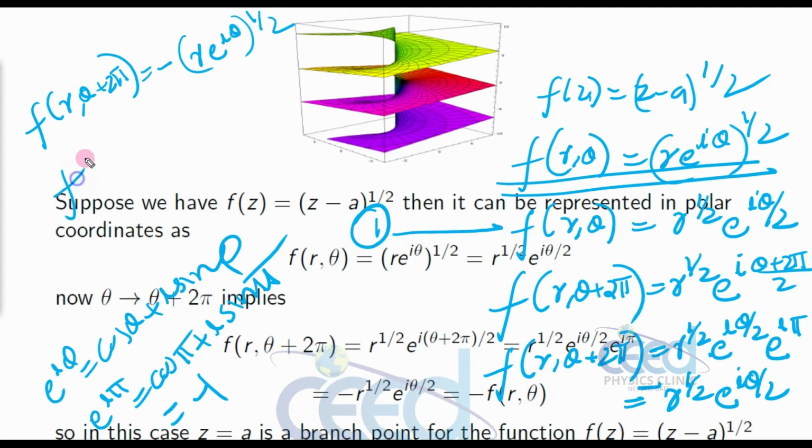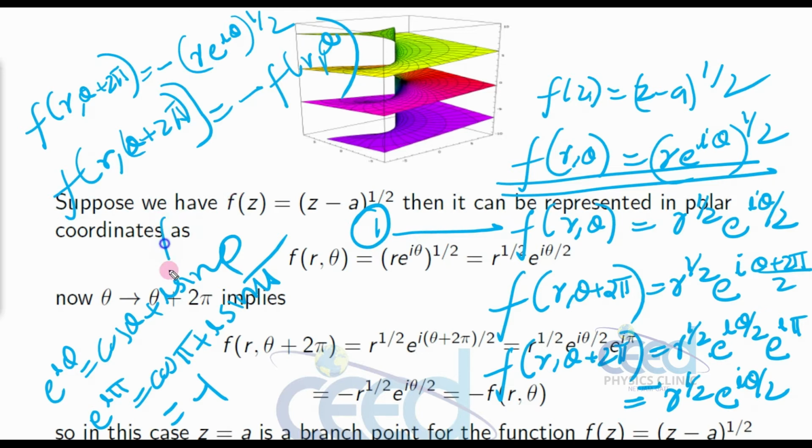Then f of r, theta plus 2 pi, I can write as minus of f of r theta. So this is not equal, right? f of r, theta plus 2 pi, is not equal to f of r theta. So this is a branch point. We can check whether, when theta tends to theta plus 2 pi, the function will be equal or not. So this is a branch point.